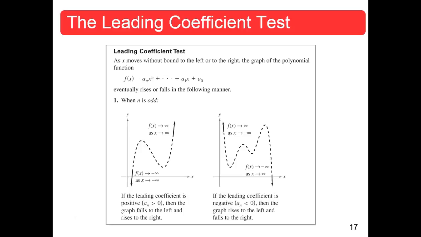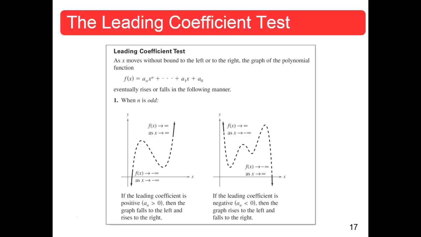When x is going very large toward negative infinity, f of x is going very large negative, every time when n is odd and a sub n is positive. Because if you change the sign of this, what do you do? Flip it across the x-axis. So then it's going down for large positive x.